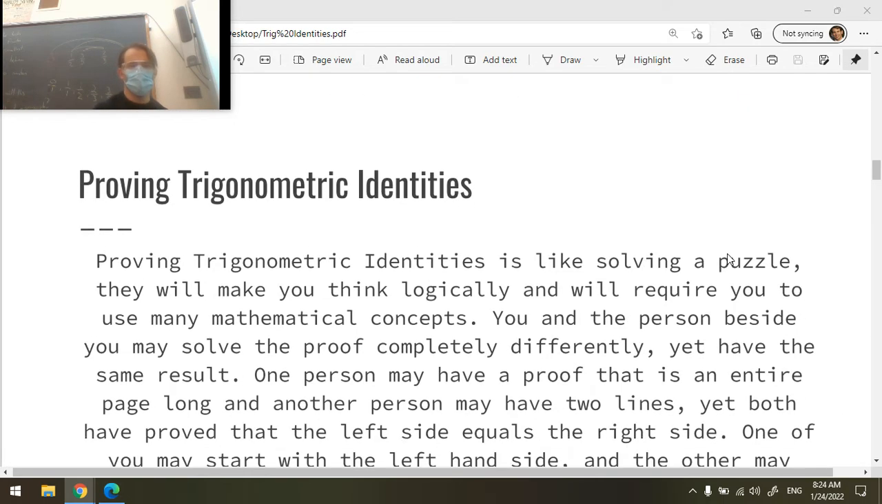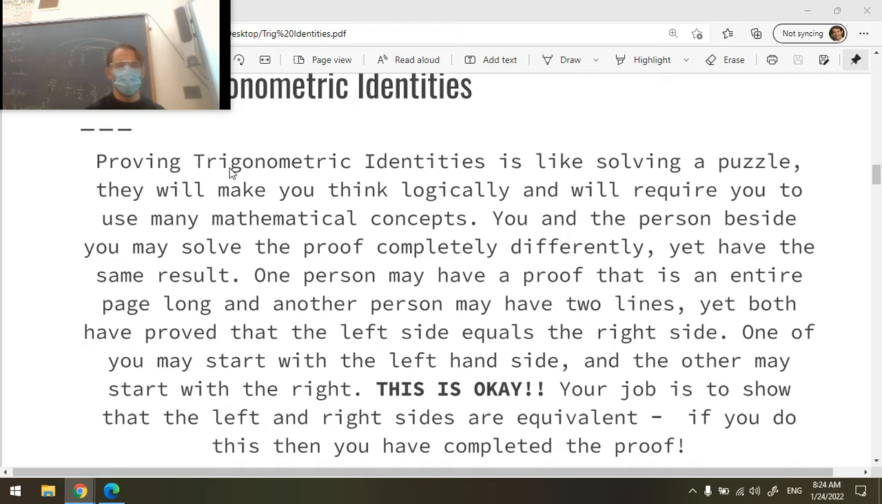So let's take a look at, just to remember, here's a bit of a paragraph from one of my predecessors, so let's read it out. Proving trigonometric identities, it's like solving a puzzle. It really does tickle the mind. It can be a great topic. It'll make you think logically and creatively, applying some of your mathematical knowledge to unlock these puzzles.